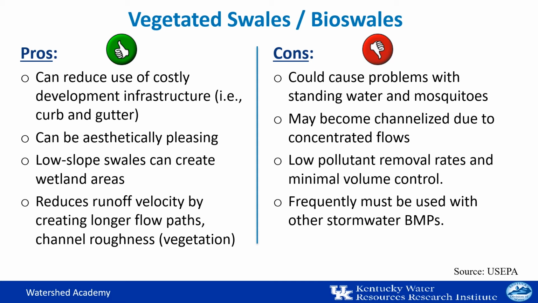Some of the cons may be that they can cause problems with standing water and mosquito populations. They can also become channelized due to the concentration of flows within the channel, and then that can start the process of erosion. The low pollutant removal rates and the minimal volume control, just because you have less contact time with the media as it's flowing in it, so you're not getting the effectiveness that you might in other types of BMPs. But because of that, these are frequently used with other types of stormwater BMPs in a treatment train.